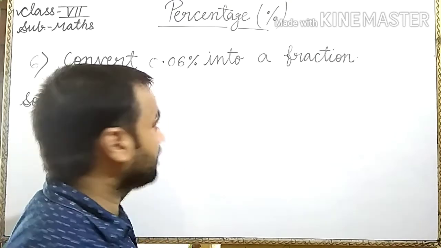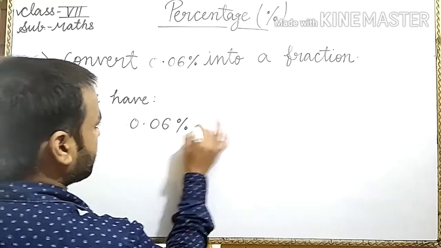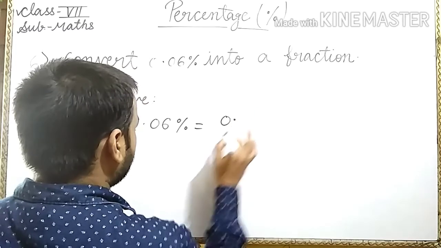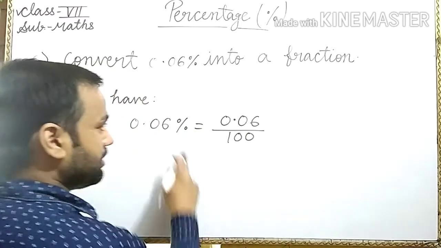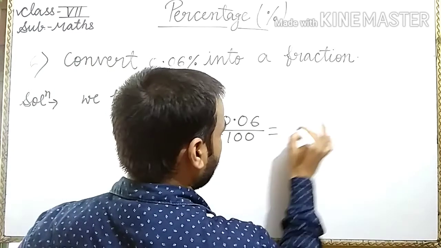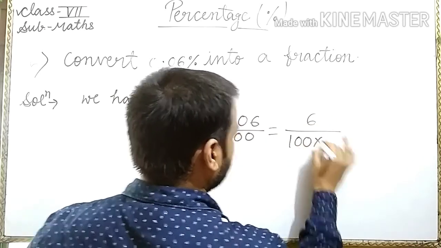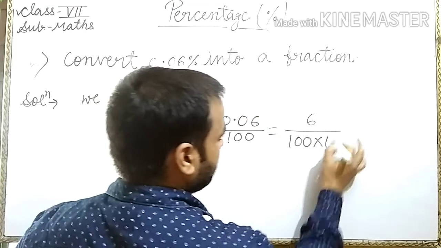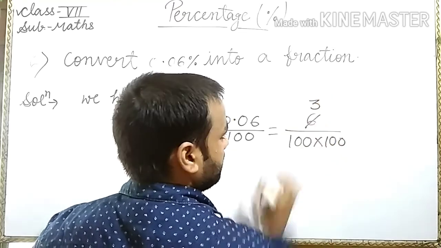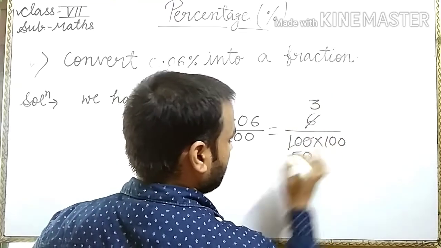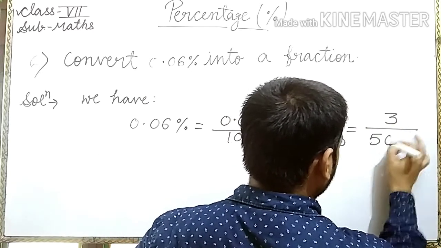In question number 6, convert 0.06% into a fraction. We know that we divide by 100 and remove the sign of percentage. This converts it into a fraction. Simplify here. Write 6 upon 100 into, remove the decimal here, write 100. 2 times 3 is 6, 2 times 5000 is 10000. We get 3 upon 5000.